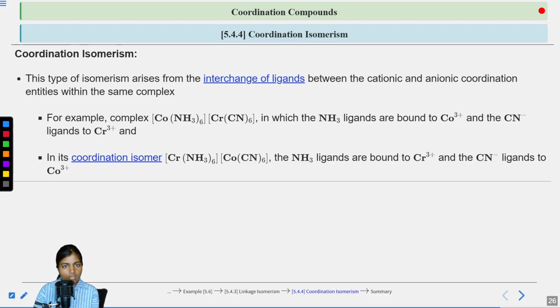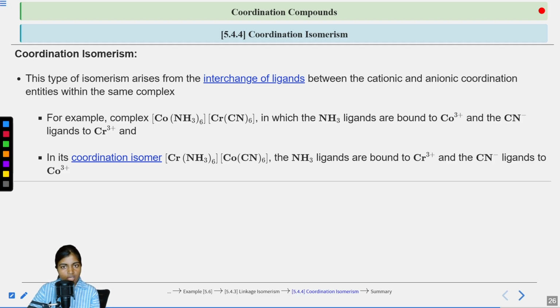Here the ligands of ammonia and cyanide just interchange between the cationic and the anionic coordination entities, which are cobalt and chromium here. So the NH3 interchanges with the cyanide ligand and forms the bond with the chromium, which cyanide was forming in the first complex.